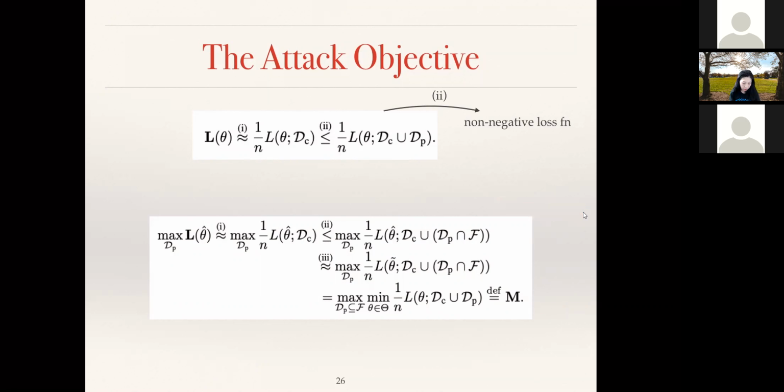Oh, somehow it disappeared. Anyway, do people agree that, here, shouldn't it be DC union DP intersection... Yeah, oh, DC, okay, union F.